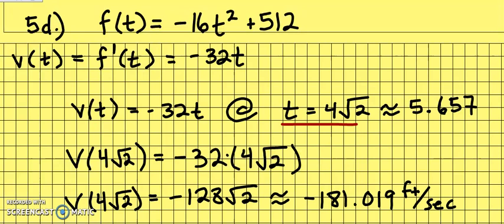Now notice that the answer came out to be negative. Try to make sense of that. Why did it come out to be negative? It makes sense because the object is going down, the object is falling down and it's going in the negative direction. So the answer being negative makes sense.